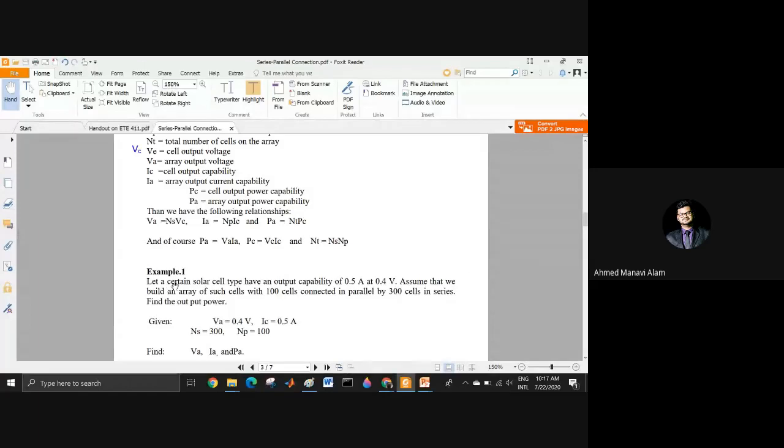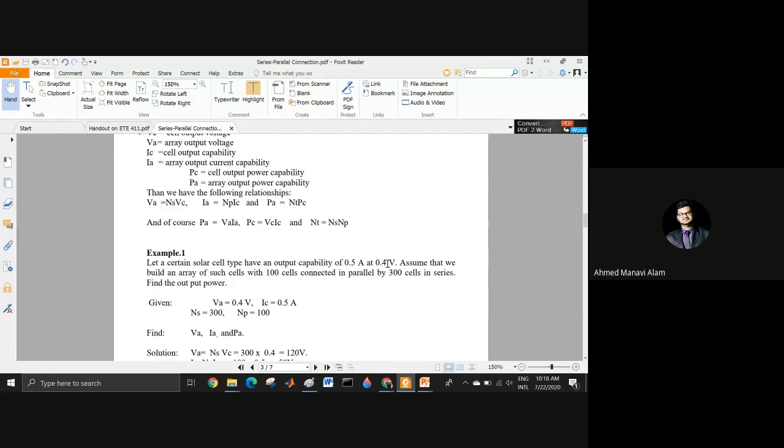Look at the example. Let a certain solar cell type have an output capability of 0.5 ampere and 0.4 volt. Assume that we build an array of such cells with 100 cells connected in parallel by 300 cells in series. That means 300 cells are connected in series and there are 100 parallel branches. 100 cells connected in parallel means there are 100 parallel branches.